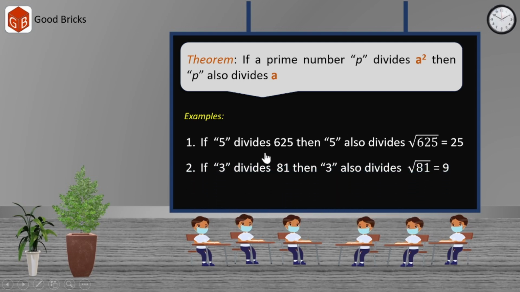If you look at one more example, 3 divides 81, which is nothing but 9 square. It means, I am repeating, 3 divides 9 square. Then 3 also divides 9. So this is what this theorem says. And this knowledge is very much required to prove the problems which are there in this exercise.